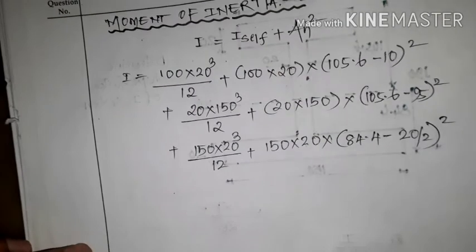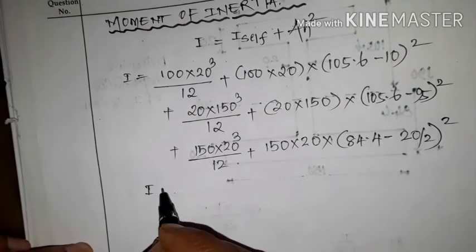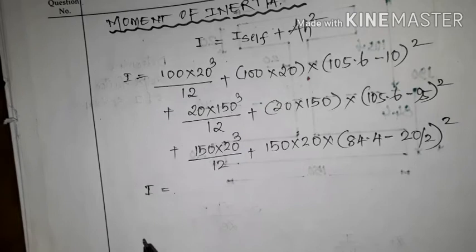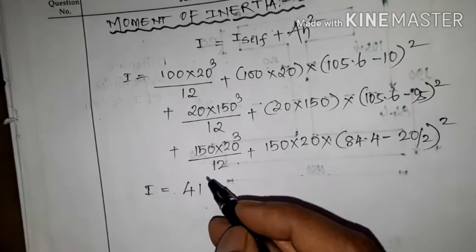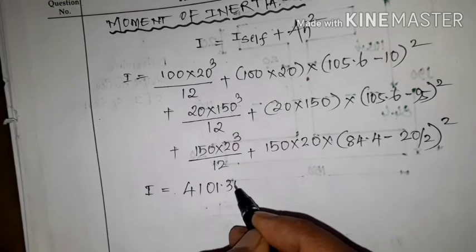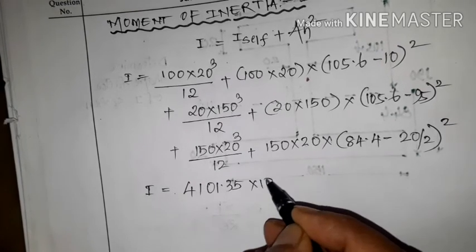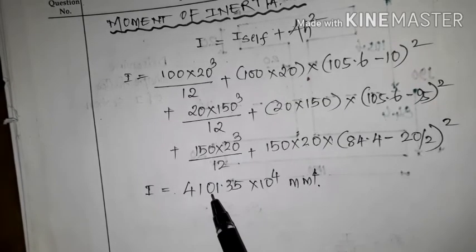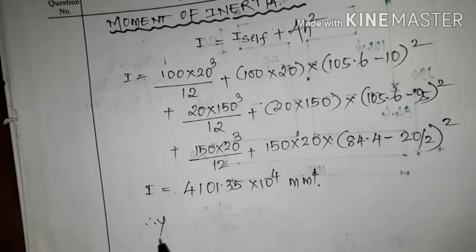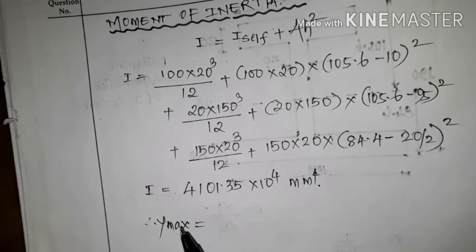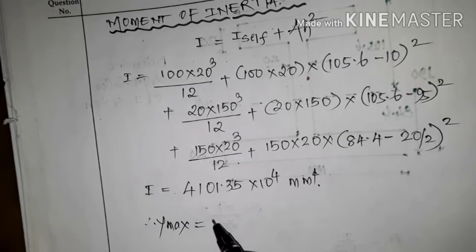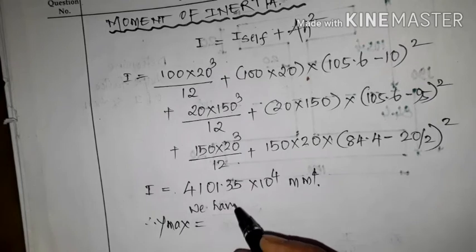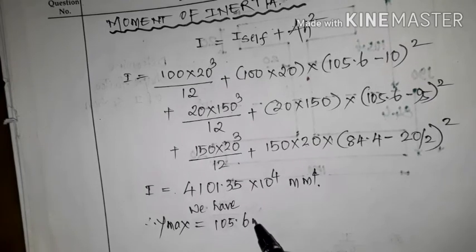Therefore we got the moment of inertia I equal to 4101.35 into 10 raised to 4 mm raised to 4. Therefore, Ymax, we have already got, is equal to 105.6 mm.